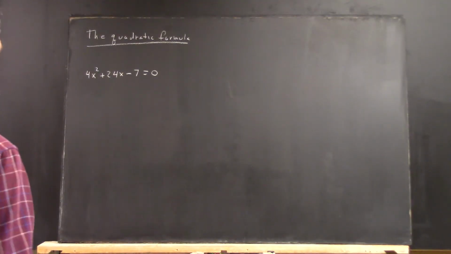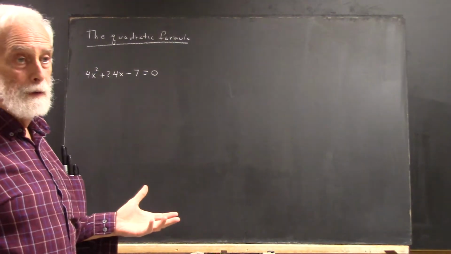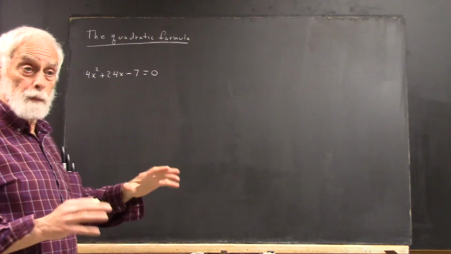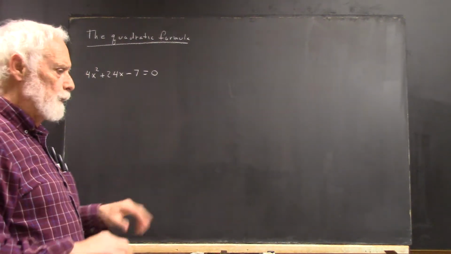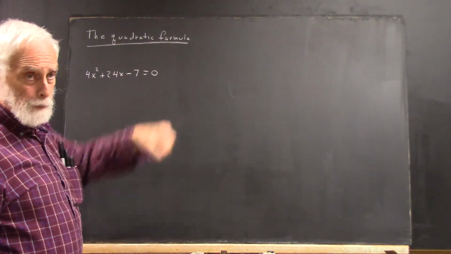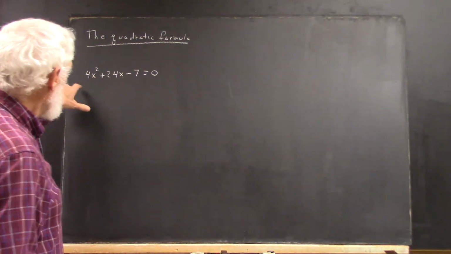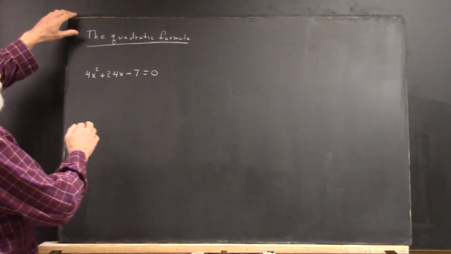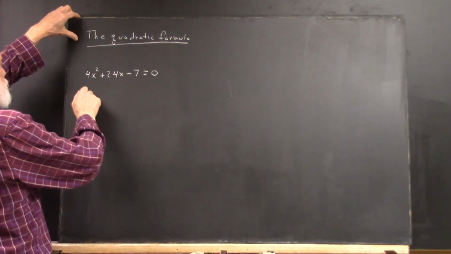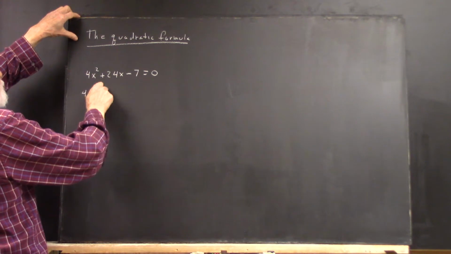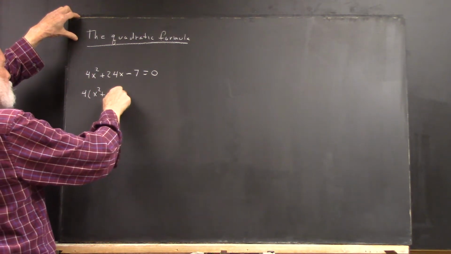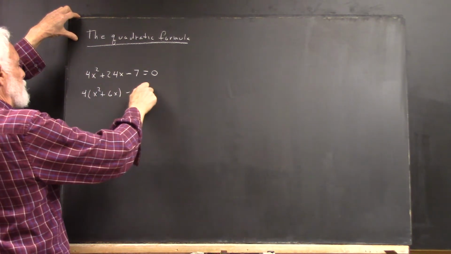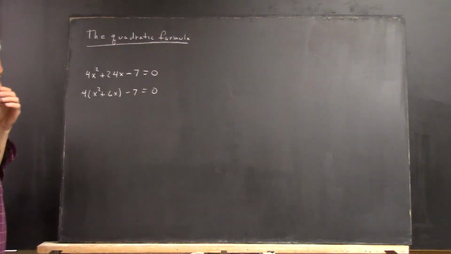Once you know how to complete the square, it's not difficult to see. It's not trivial, but it's not difficult. It's moderate difficulty, seeing where the quadratic formula comes from. Let's just start out with this equation. Okay, well, we can rewrite this equation as 4 times x squared plus 6x minus 7 equals 0.